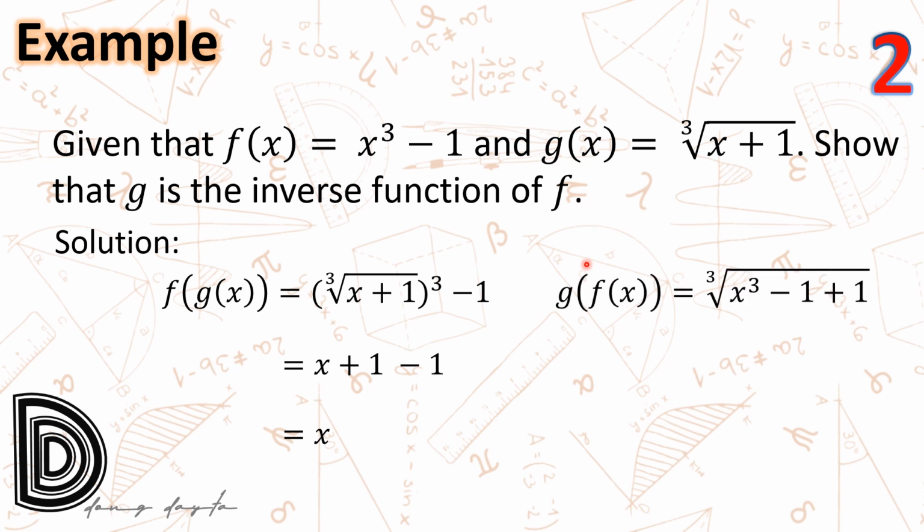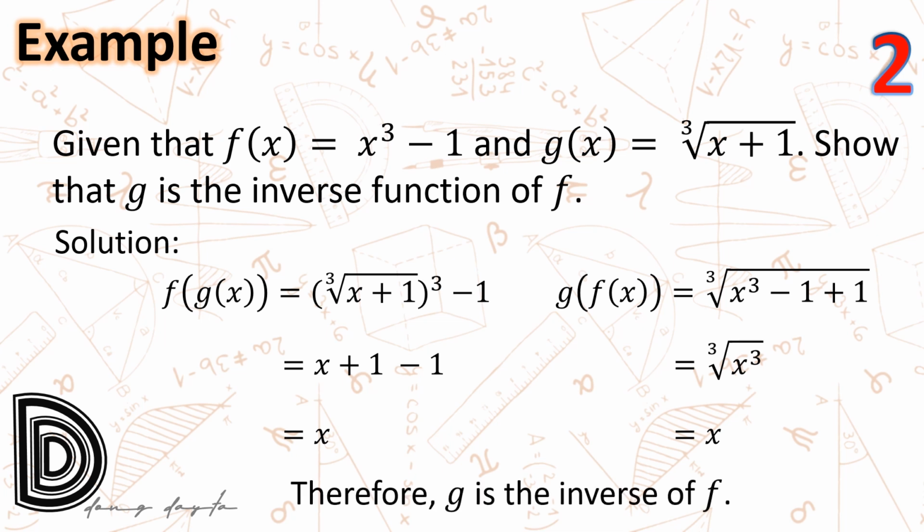g of f of x is where we substitute f of x to x in g of x. So now we have g of f of x equals cube root of x cubed minus 1 plus 1. Minus 1 plus 1 is 0. Then we have cube root of x cubed. Cube root of x cubed is x. Therefore, we satisfy the conditions in the theorem. We say that g is the inverse of f.